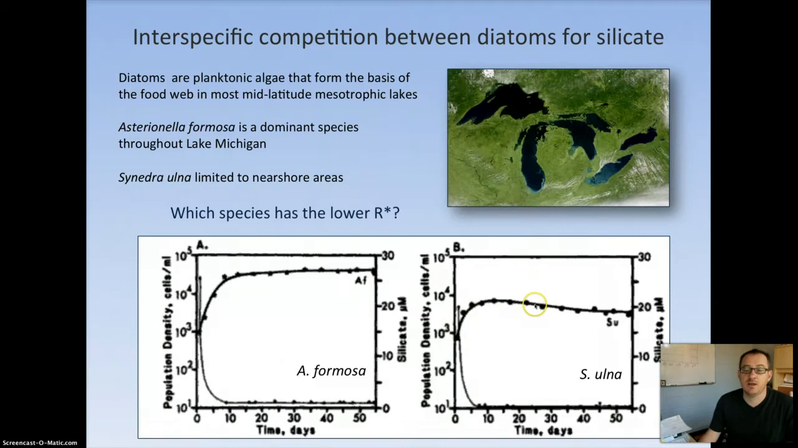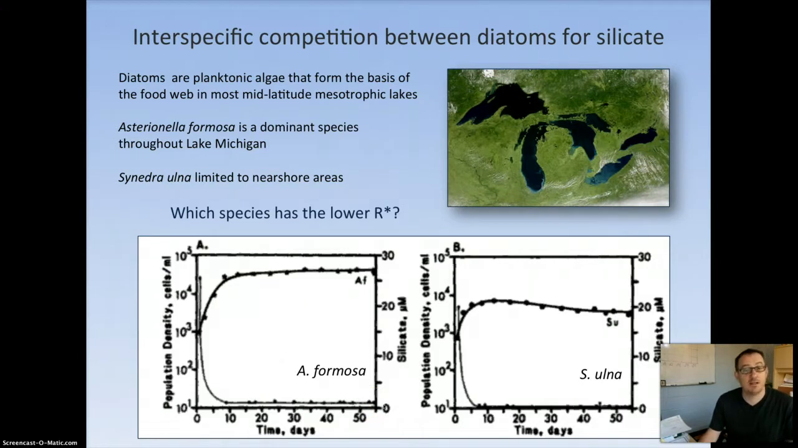And we note that S. ulna also grows up to a significant and stable level, and the resource gets depleted. We note, however, hopefully it's relatively clear from these diagrams, that the silicate concentration, which is on this second y-axis in both the panels, is actually lower on the right-hand side for S. ulna. So it's able to grow even when the concentration of silicate is very, very low. And that's quite a lot lower, it's a little hard to see here, than was the case for A. formosa. And so in this case, S. ulna has the lower R star value.